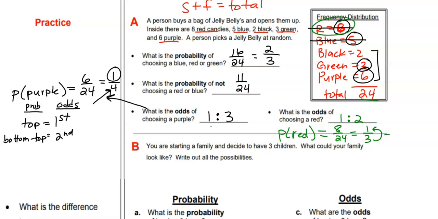Every time, these two numbers should be equal to the bottom when you add them together. 1 plus 3 is 4. 1 plus 2 is 3. And that will work every time.